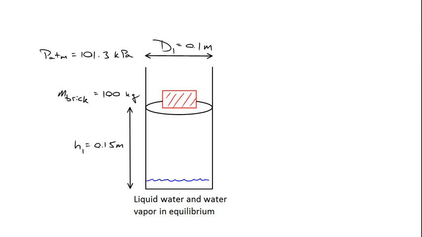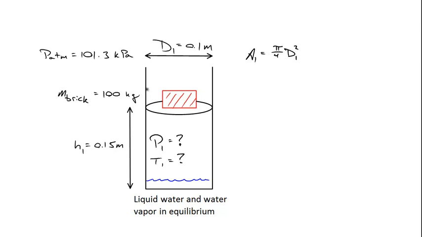What you're being asked to find is, we'll call it P1, the pressure within the cylinder, and the temperature, T1, within the cylinder. The area of the cylinder, it's a circular cylinder, so you've got A1 is equal to pi over 4 d1 squared.